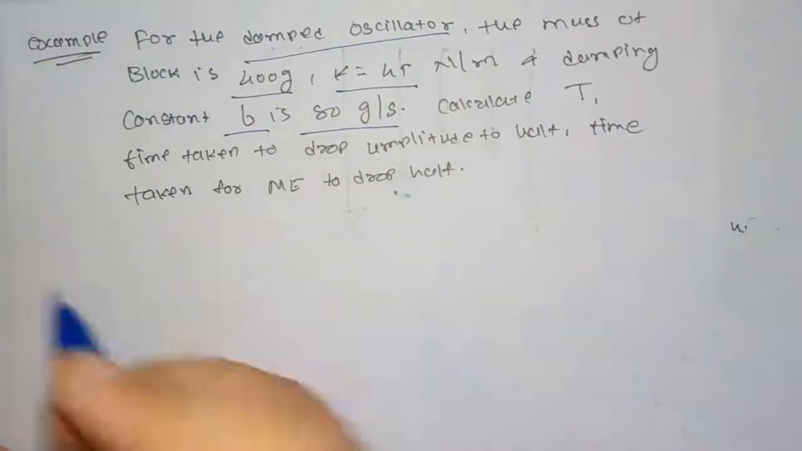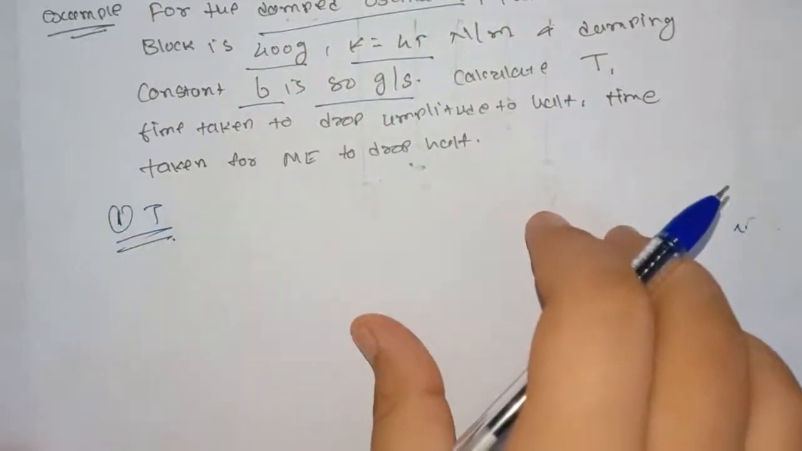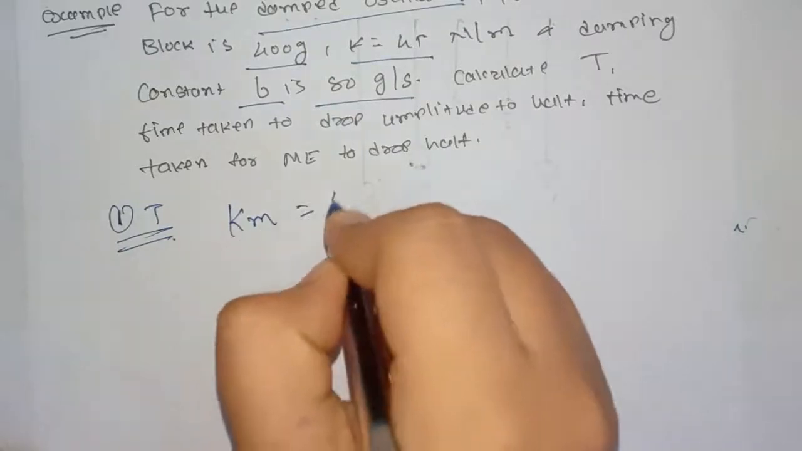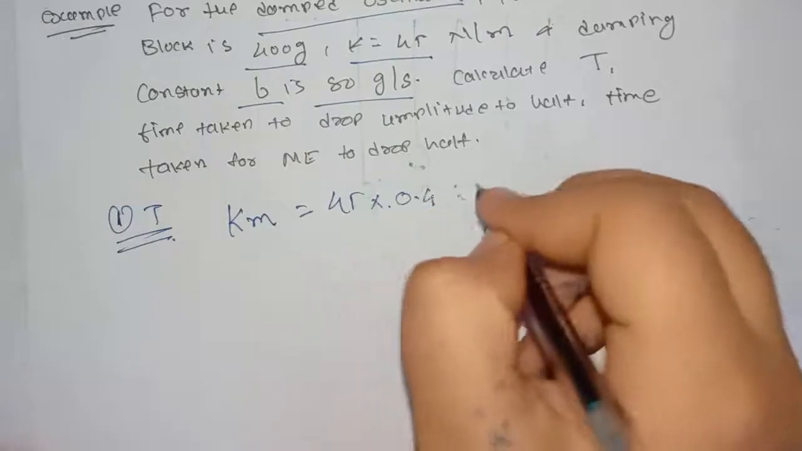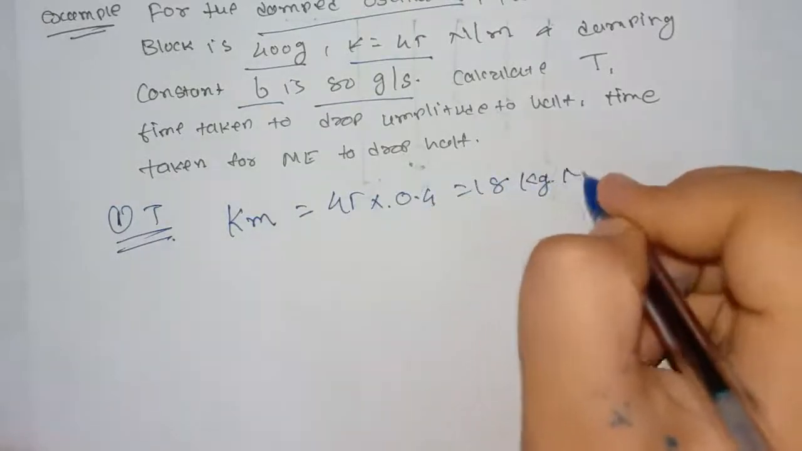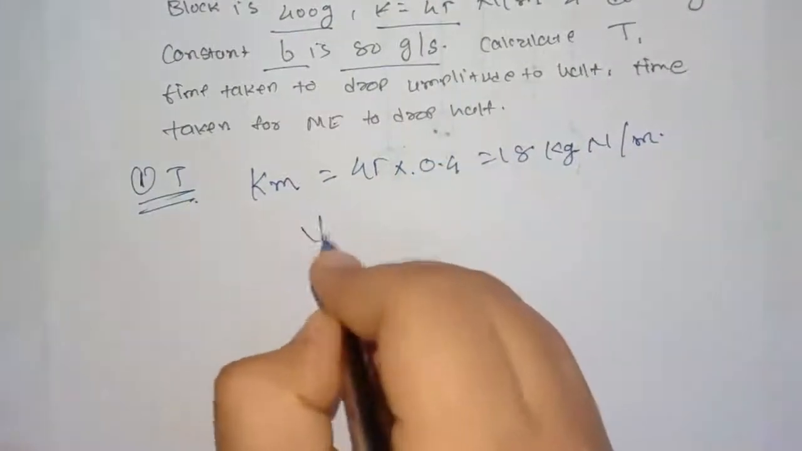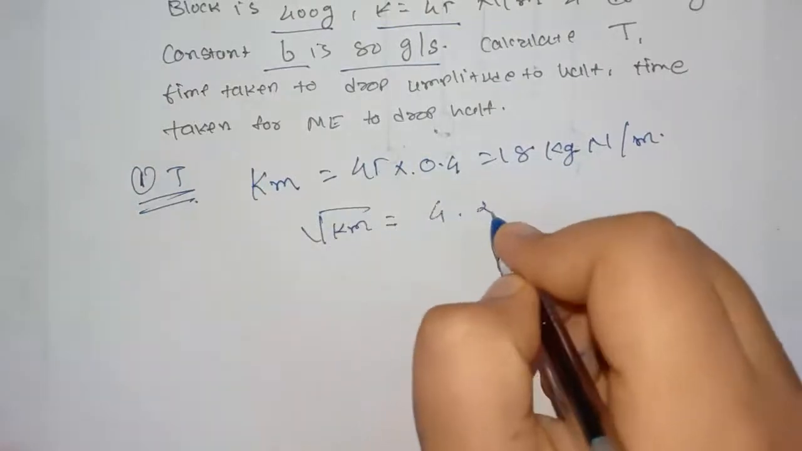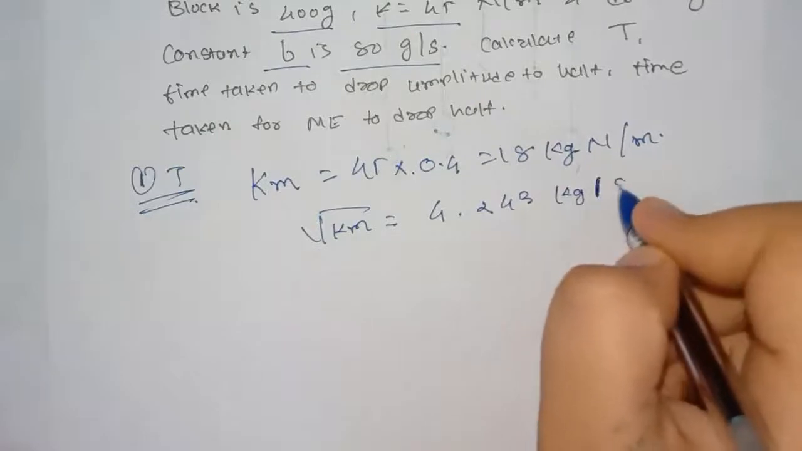So first, let us find the time period. k into m will be 45 into mass 0.4 kg, that will be equal to 18 kg Newton per meter. So root km will be equal to 4.243 kg per second.